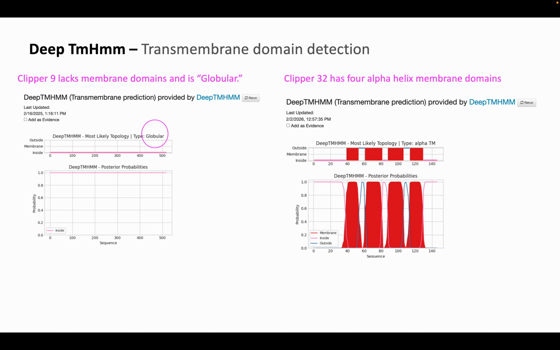Here's an example of a protein from Clipper that has 4 transmembrane domains, and again, this is giving us an indication of which amino acids along the sequence. It looks like it's a little over 140 amino acids. Which of those amino acids are involved in the membrane domains.